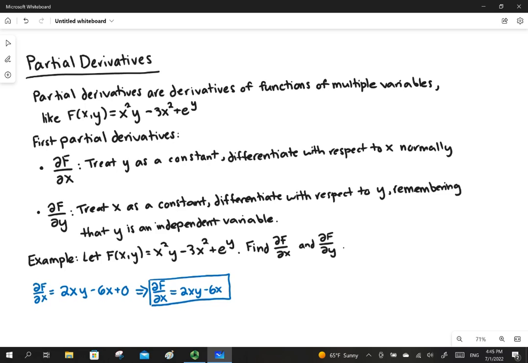Then, to find the partial of f with respect to y, we treat x as a constant now. So the x squared in x squared y is going to stay as it is, and the derivative of y with respect to y is just 1, so that just gives us x squared times 1, or just x squared. Then, negative 3x squared has no y in it, so it is a constant with respect to y, so we get 0 when we take the partial derivative with respect to y. And finally, e to the y's derivative with respect to y is just e to the y again. So the partial of f with respect to y is x squared plus e to the y.